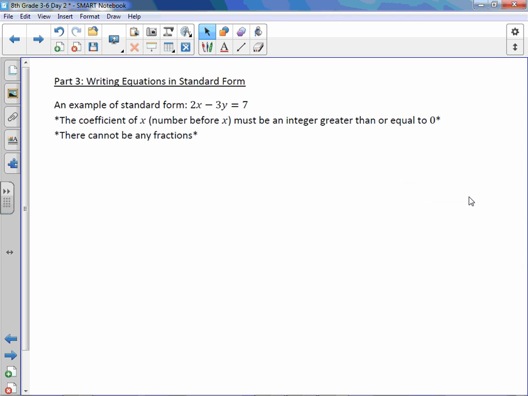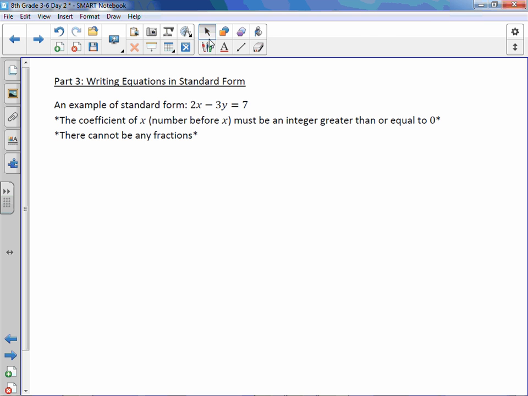Chapter 3, Lesson 6, Write Linear Equations, Day 2. This is a continuation of the previous lesson, Day 1. So now we're going to write equations in standard form. And right here is an example of standard form.